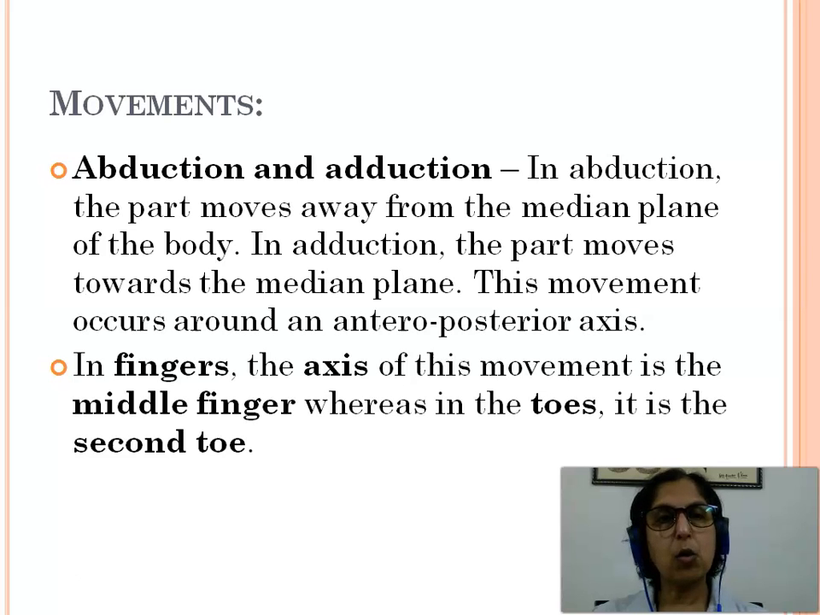When we talk of the fingers at the metacarpophalangeal joints, abduction and adduction occurs, and the axis for this movement passes through the long axis of the middle finger. Whereas in the toes at the metatarsophalangeal joints, abduction and adduction occurs along an axis which passes through the long axis of the second toe.